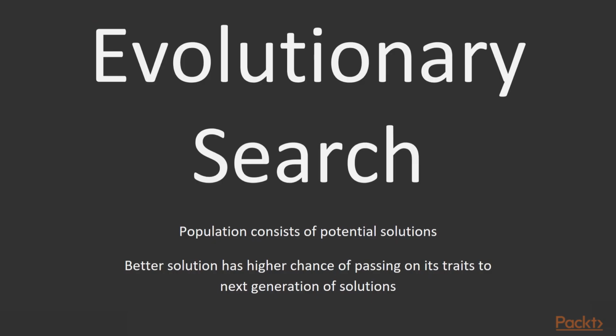In evolutionary search, the population consists of potential solutions. So instead of organisms, we have potential solutions. A better solution has higher chances of passing on its traits to the next generation of solutions.